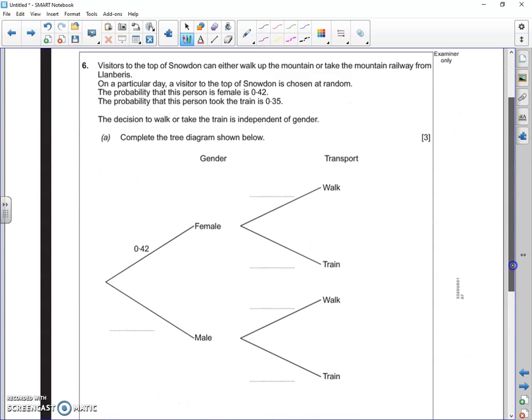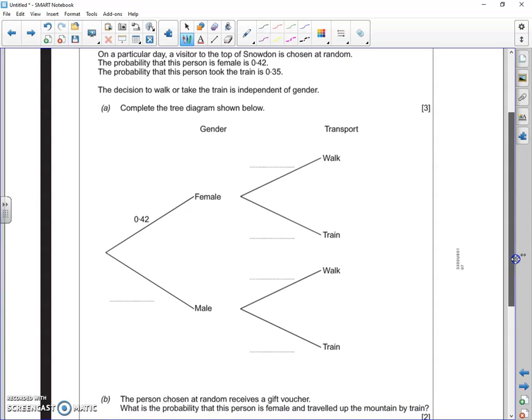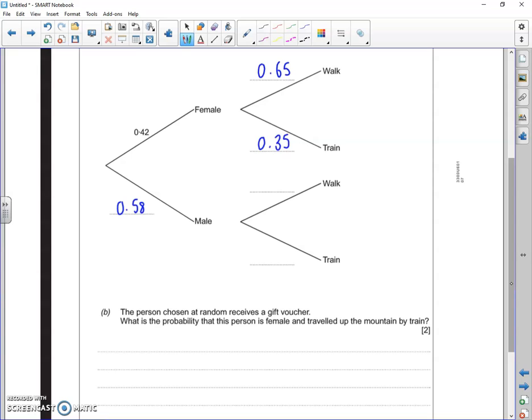This is a probability tree with decimals. We've got some branches filled in already. We're told that the probability that a person is female is 0.42. Remember, branches add up to 1, so this must be 0.58. We're also told that the probability that they took the train is 0.35, so the probability that they walked must be 0.65. And it is independent of gender, meaning that those probabilities for walk and train are the same whether you're male or female. So 0.65 and 0.35. That'll get you a couple of marks.